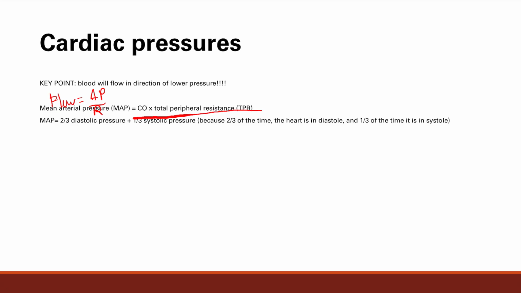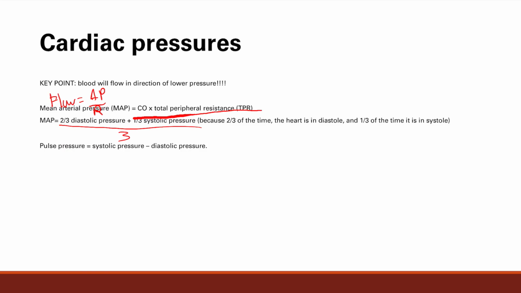The way we can calculate this from just a simple blood pressure measurement is we take 2/3 of the diastolic pressure and add 1/3 of systolic pressure, and then we divide all of that by 3. Because 2/3 of the time the heart is in diastole and 1/3 of the time is in systole. So with this equation we can get the mean arterial pressure.